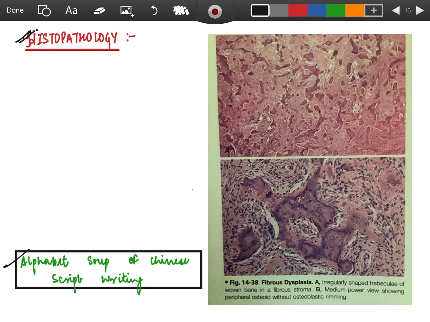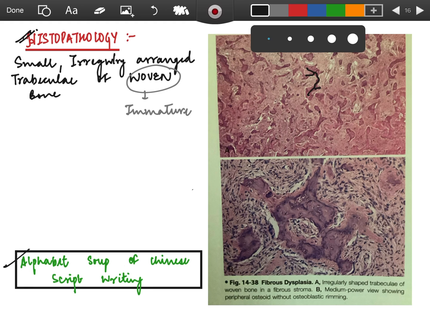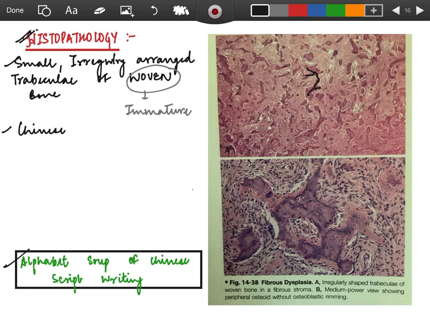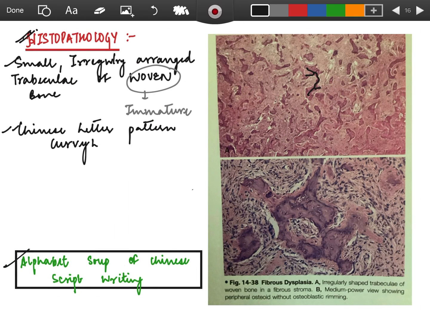So histopathology, very important. Now you can see there are small, irregularly arranged trabeculae of woven bone. Now we know that woven bone is immature bone. You can see that it resembles Chinese letters. We call it the Chinese letter pattern. Now you can see how Chinese letters look. So we call it the Chinese letter pattern, which means curvy linear type.